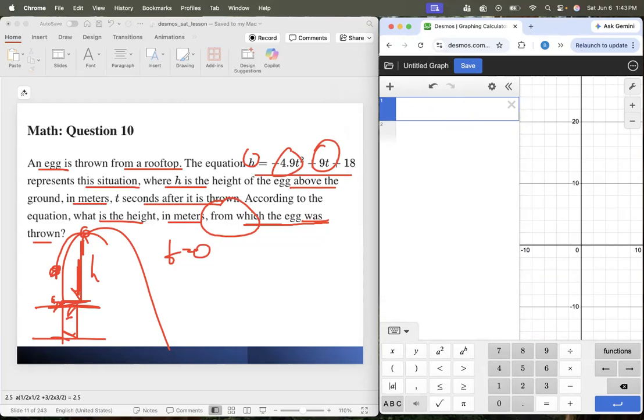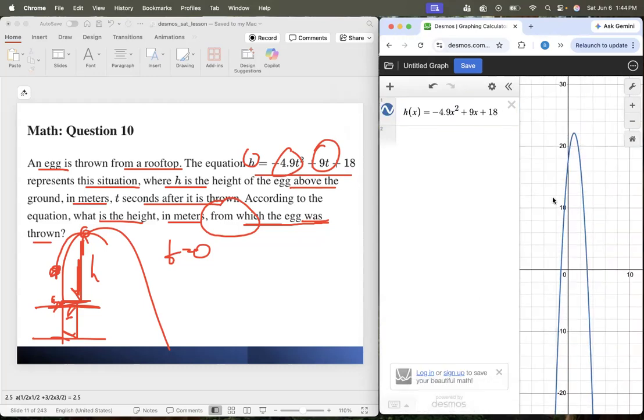You can also plot this in Desmos, but you have to make sure you're looking for what? The y-intercept. So we're going to plot this in Desmos, and we're going to use S instead of T. Desmos does not like variables that it cannot recognize. So I'm going to put S squared here plus 9x plus 18. And you can see this is what the function we have.